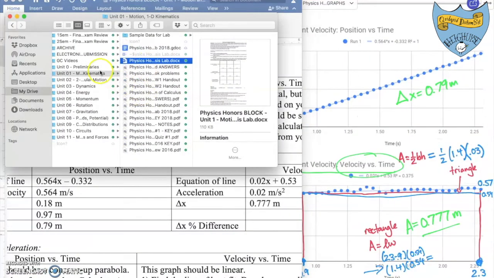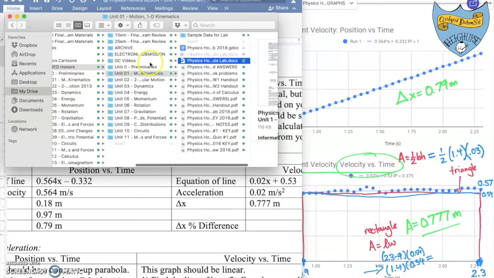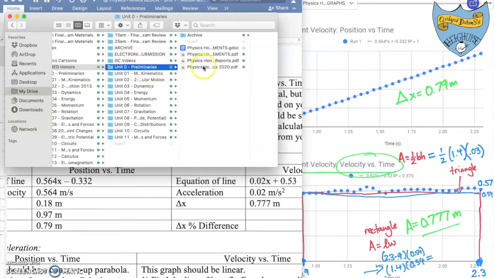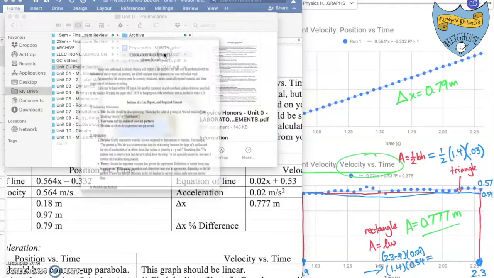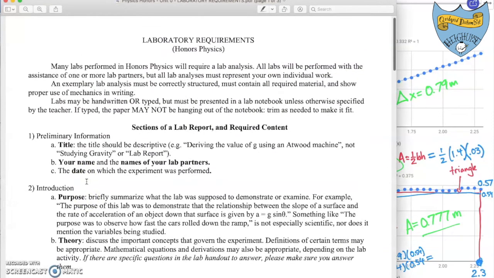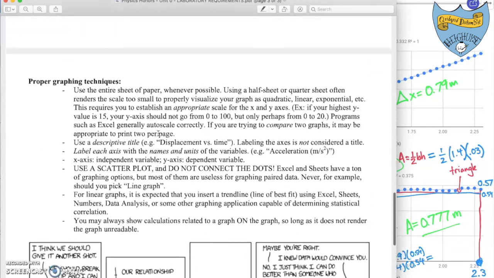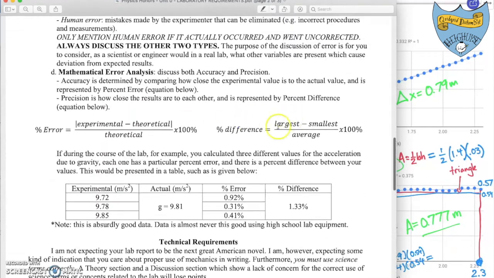All right, if I go back to my shared folder here, go up to Unit 0, there's this document here called Laboratory, no, sorry, that's not it. Laboratory requirements. You definitely need to read this before you do your actual lab report, in addition to looking at those sample labs I showed you. But if you scroll down partway, here on page 2, is a formula for percent difference, which says largest minus smallest divided by the average.